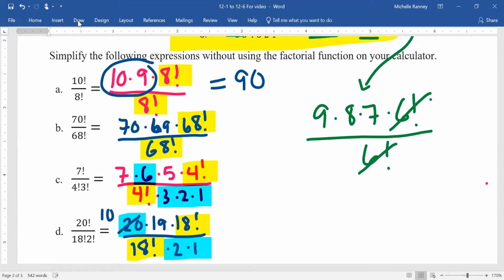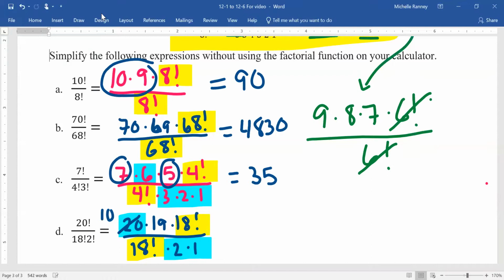and when I do 70 times 69, I end up with 4,830. On letter C, I'm left with the 7 and the 5, so I end up with a 35. And then on D, I'm left with the 10 and the 19. Everything else cancels out, and I get 190.